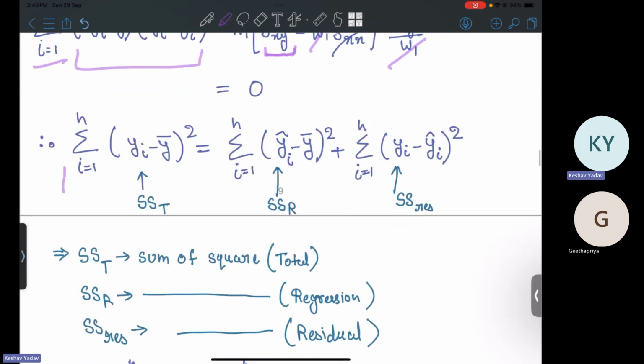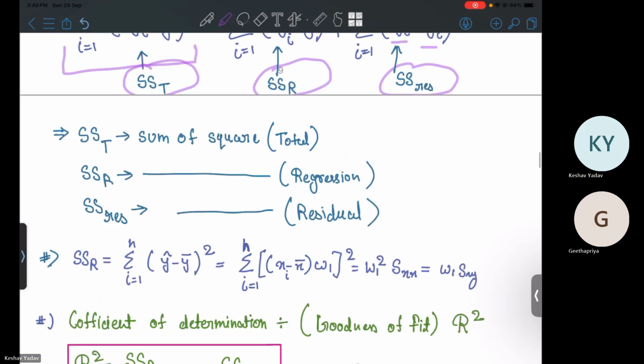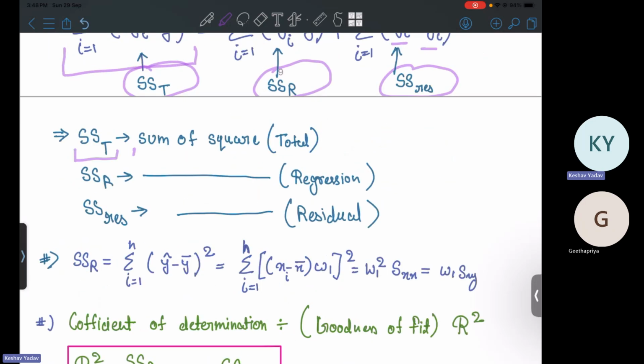So similarly, we can write directly from here that the summation of yi minus y bar whole square will be equal to the summation of yi hat minus y bar whole square plus the summation of yi minus yi hat whole square. This is called the sum of squares of total, this is called the sum of squares of regression, and this is called the sum of squares of residual.